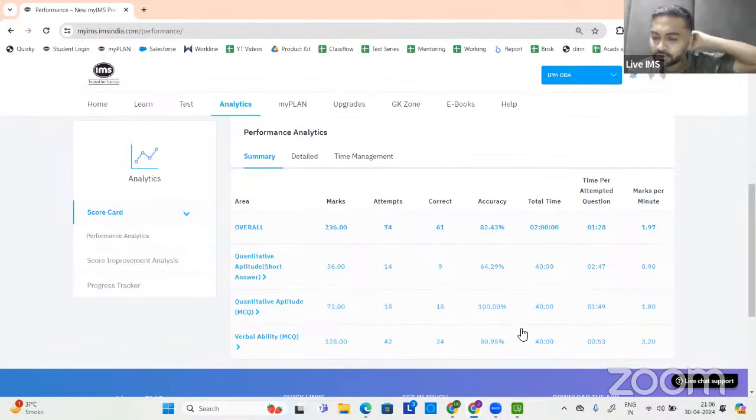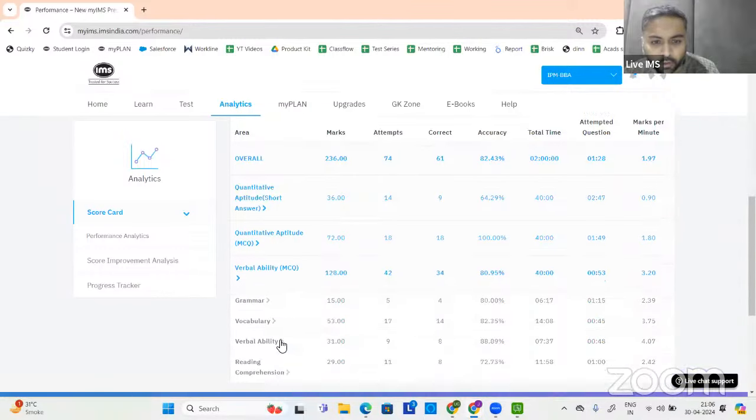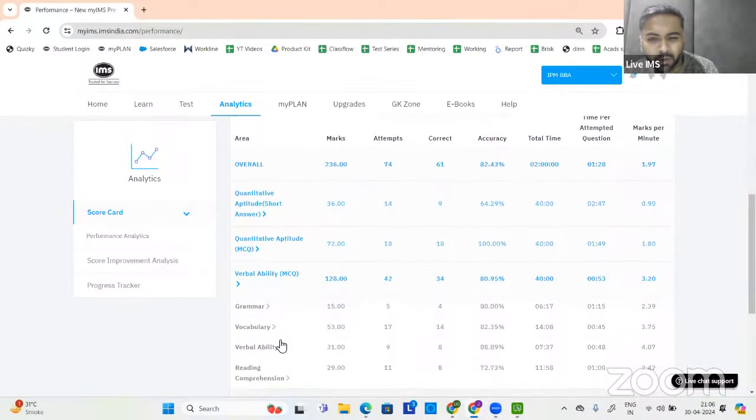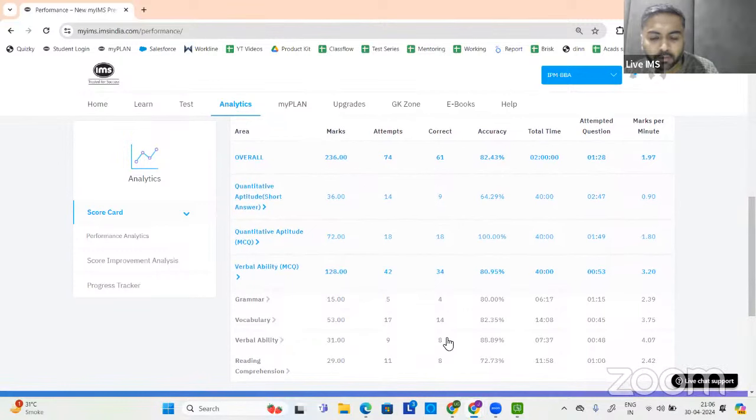So that's a pain point here. 8 wrong is too many. Let me see what went wrong actually. One grammar went wrong. Grammar should not have gone wrong actually. Vocabulary, verbal ability is fine. So three RC, three vocabulary, and one grammar and one verbal ability. I could have actually avoided one grammar question going wrong. That's something which I generally like.